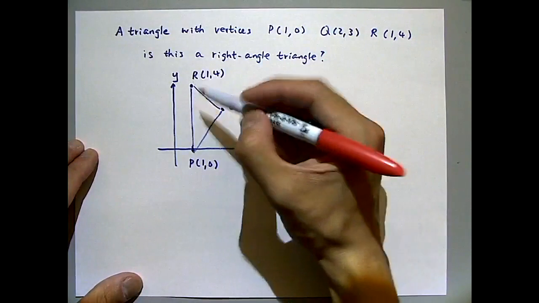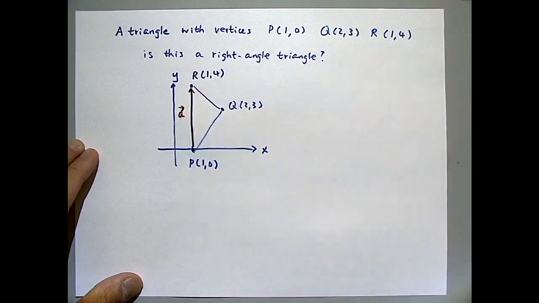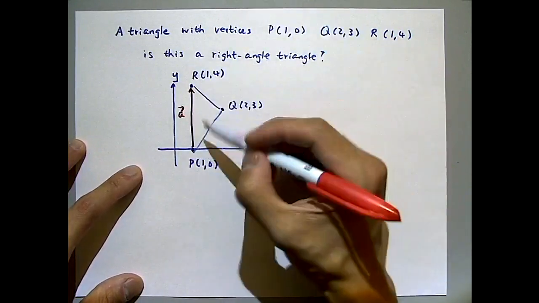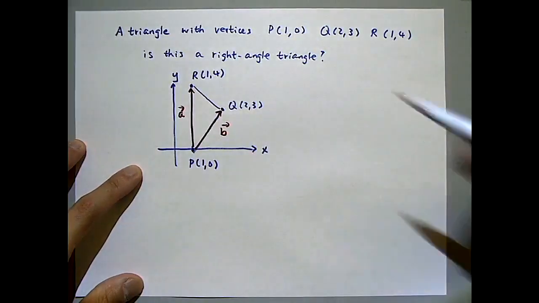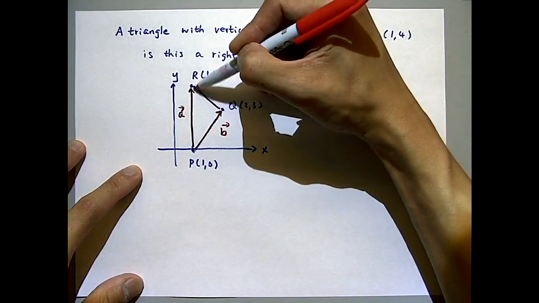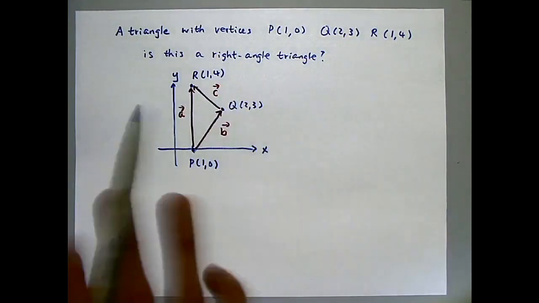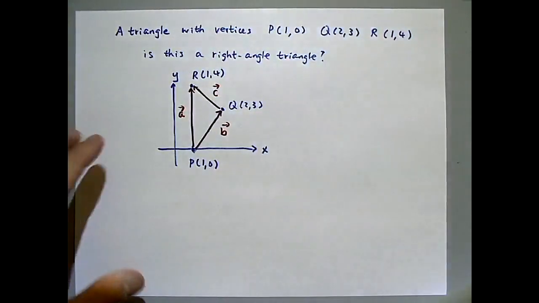And what we can do here is to define three vectors. Let's call the vector going from P to R, we'll call that A. The vector going from P to Q, we'll call that B. And then the vector going from Q to R, we'll call that C. And now we know that if any two of these vectors, when you take the dot product of them, gives you a 0, then we must have a right-angle triangle. Just any two of these.